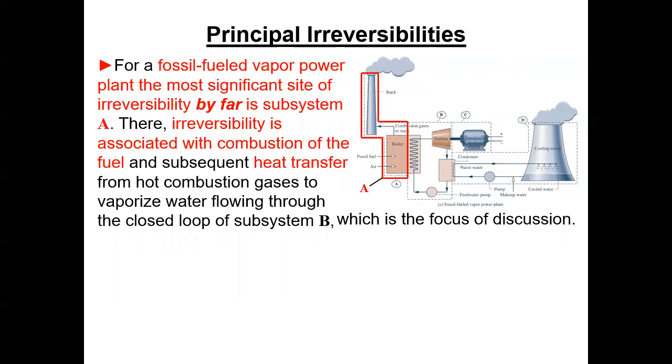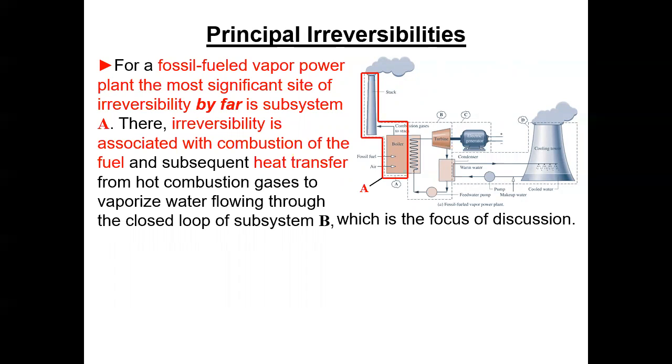Okay, for a fossil fuel vapor powered plant, the most significant site of irreversibility by far is subsystem A, and that's the combustion, which is highly irreversible. You try to take your combustion products and blow the magic whistle and they go back into air and natural gas. You work on that. Get back with me when you get some success, but I won't expect the phone to ring. I mean, it just doesn't go backward.